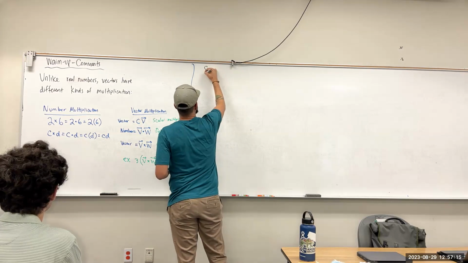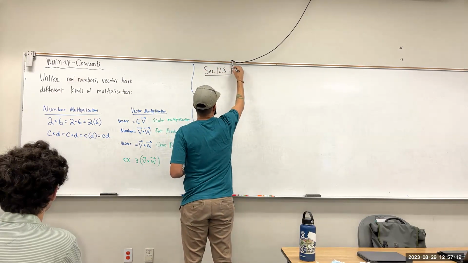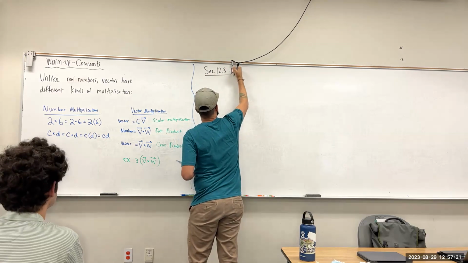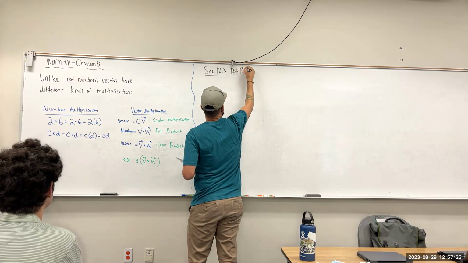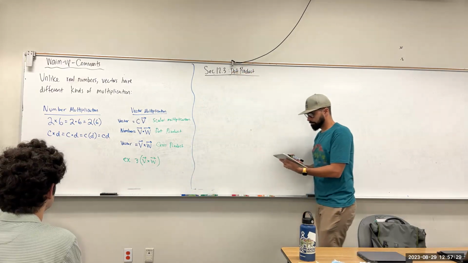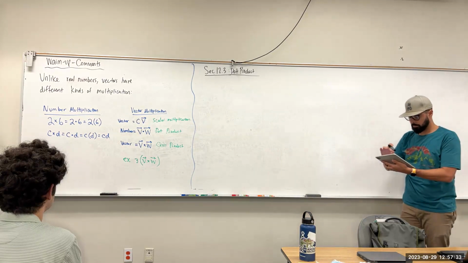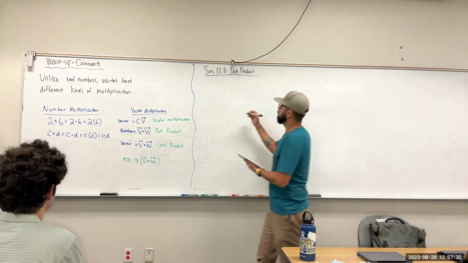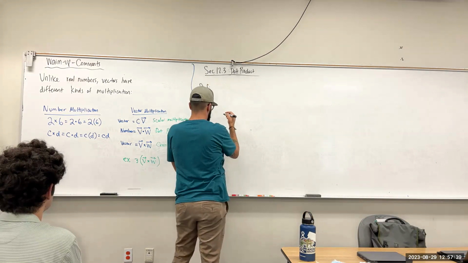Okay, so let's see exactly how this is going to look. So this is the dot product. Dang it, I keep wanting to write "drop", my brain wants to write that. Dot product, okay. Let's see what this is going to look like. Let's define the dot product.